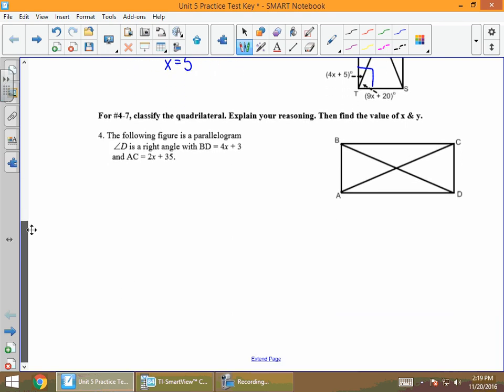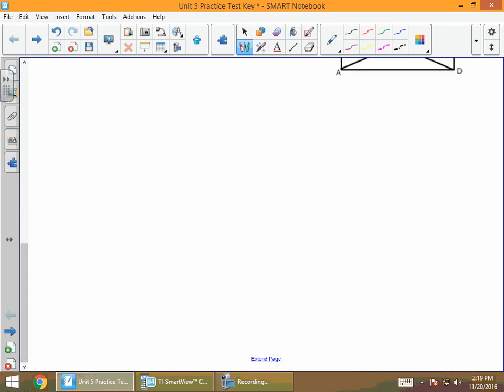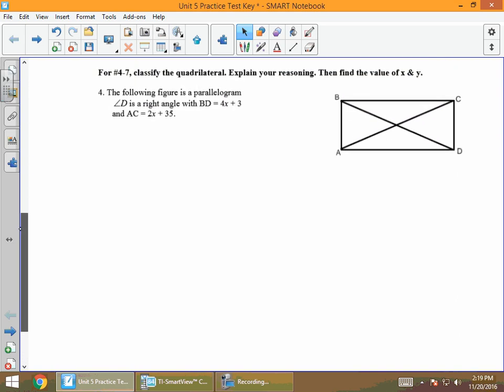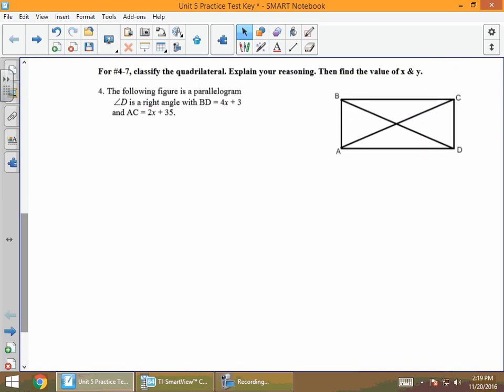Okay, coming down here. This will be over the next 2 videos here, these directions. It says for questions 4 to 7, classify the quadrilateral first, then explain the reasoning, then find the value of x and y. Okay, so number 4 says the following figure is a parallelogram. Angle D down here is a right angle.